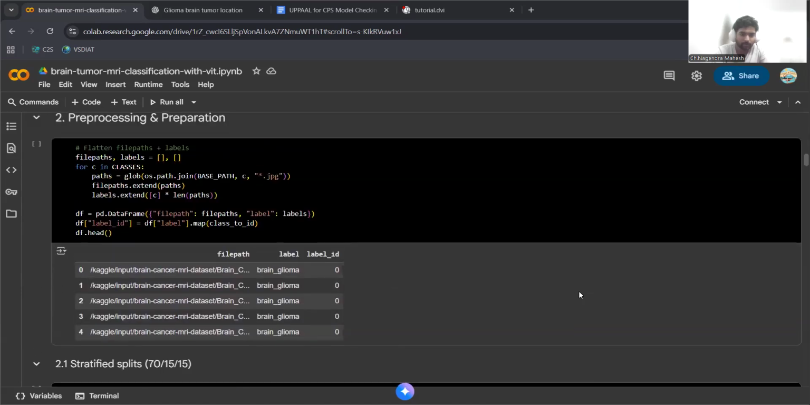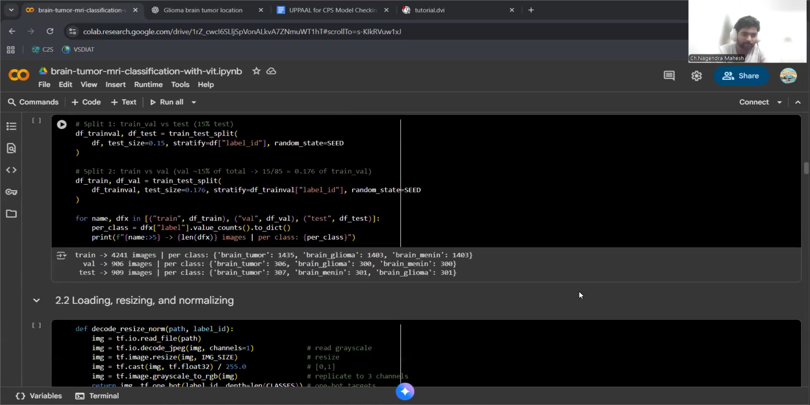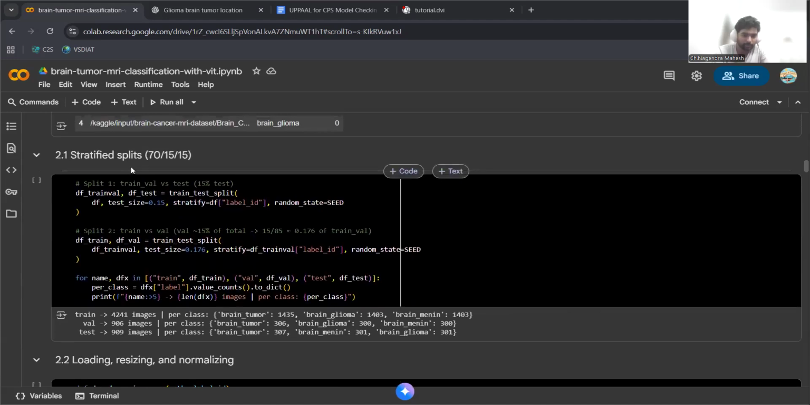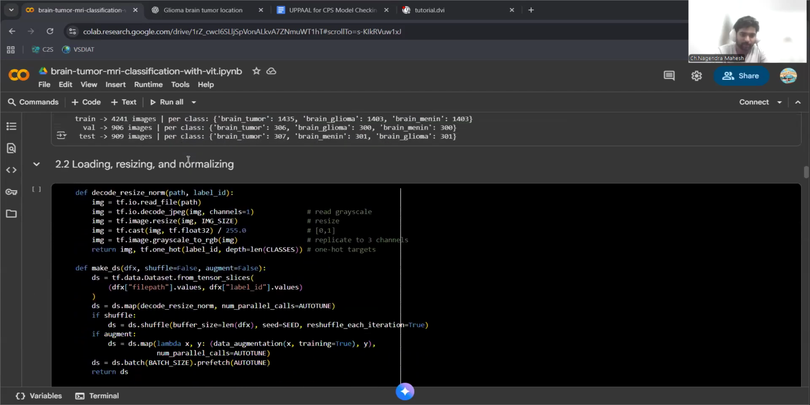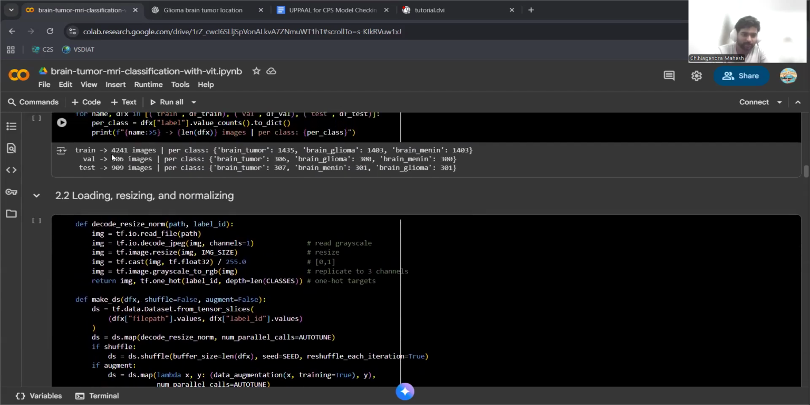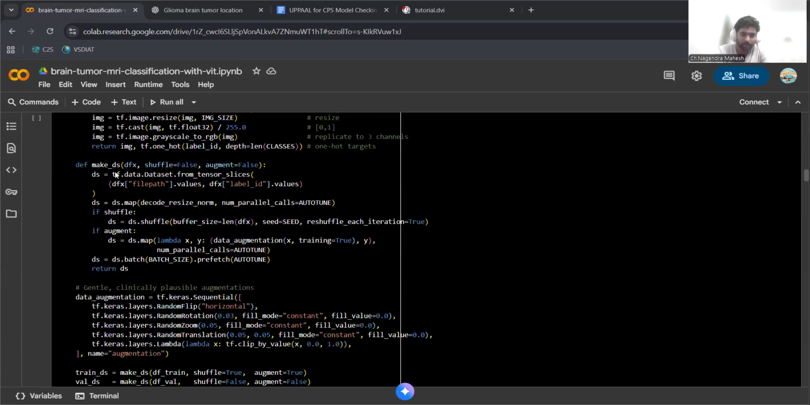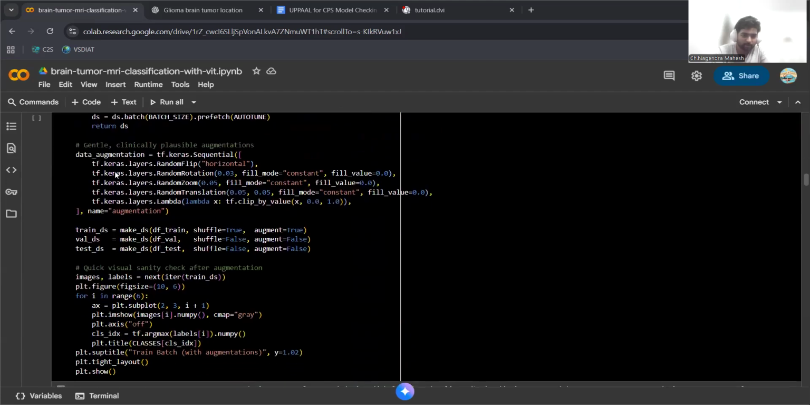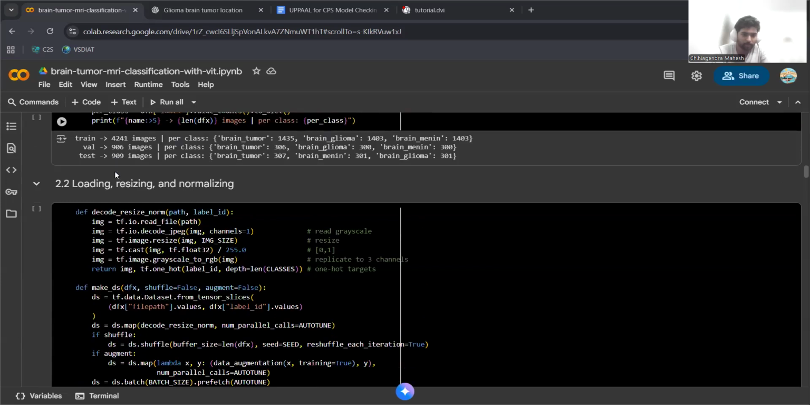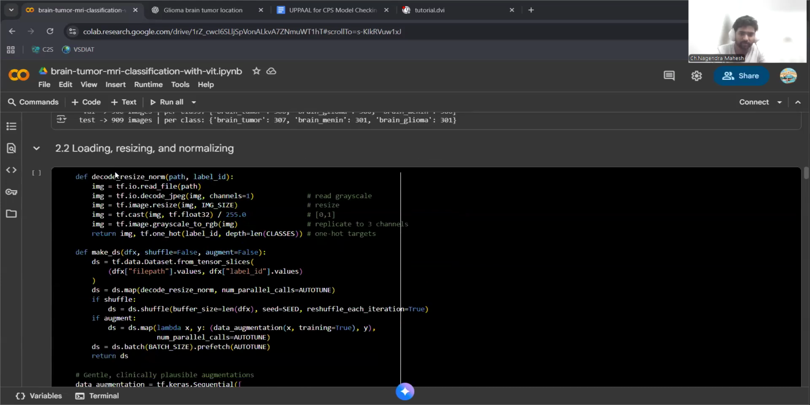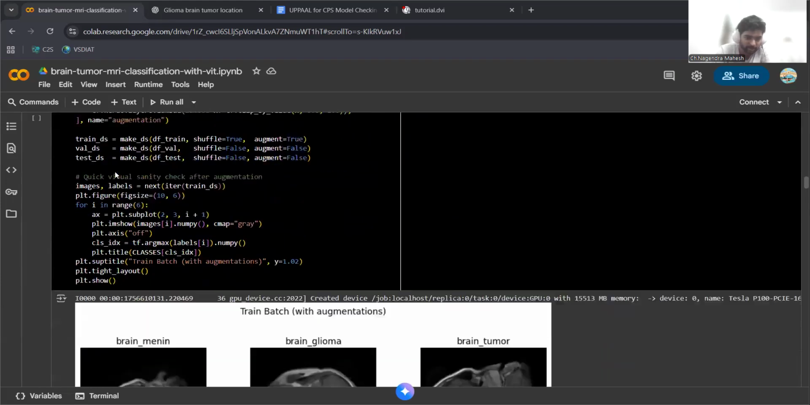So here we are pre-processing the datasets. We are splitting the datasets into 70% for training, 15% for validation, and 15% for testing. After splitting, for training we have 4,000 images, for validation we have 900, and for testing around 900. After splitting the datasets, we are resizing the images and normalizing the data.